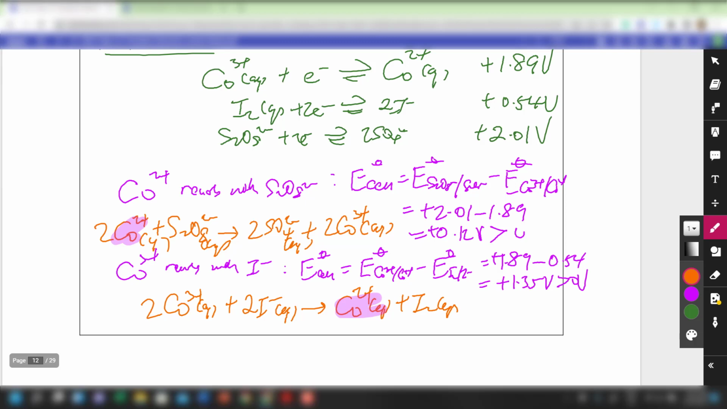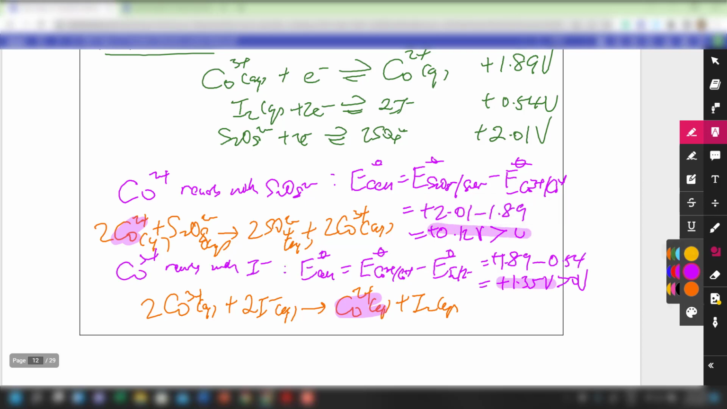So in the course of this particular reaction, iodide and peroxydisulfate do not meet and react. They react with cobalt 2 plus and cobalt 3 plus via their own separate pathways to reach the respective products, and the respective pathways are thermodynamically feasible as supported by the E cell values.